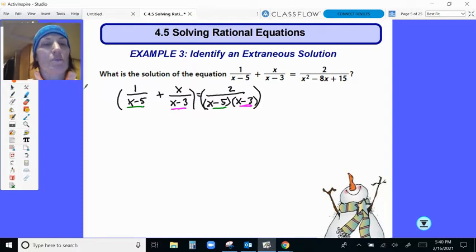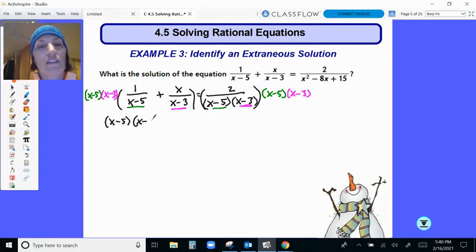So that was going to be x minus 5 times x plus x minus 3. We're going to multiply the other side by x minus 5 times x minus 3. Okay, so my top here is going to become 1 times x minus 5 times x minus 3 over x minus 5.